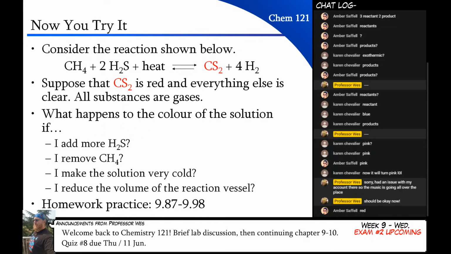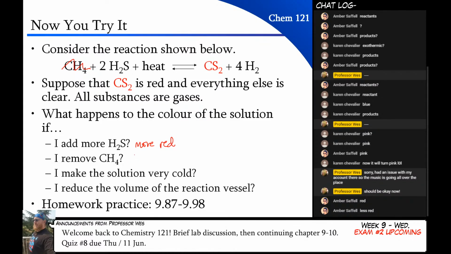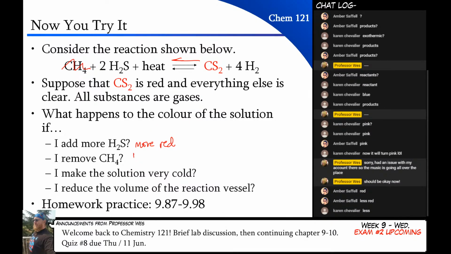So if I add more H2S, I have too many reactants. The reaction will turn them into products, of which one is red. So it will turn more red. Good. How about if I remove CH4? So here's my CH4. Oh, I took it away. Which direction will the reaction shift? Will it turn more or less red? Good, because I have to fill in the gap, which means I have to turn my CS2 back into CH4. So it turns less red. You guys got it.